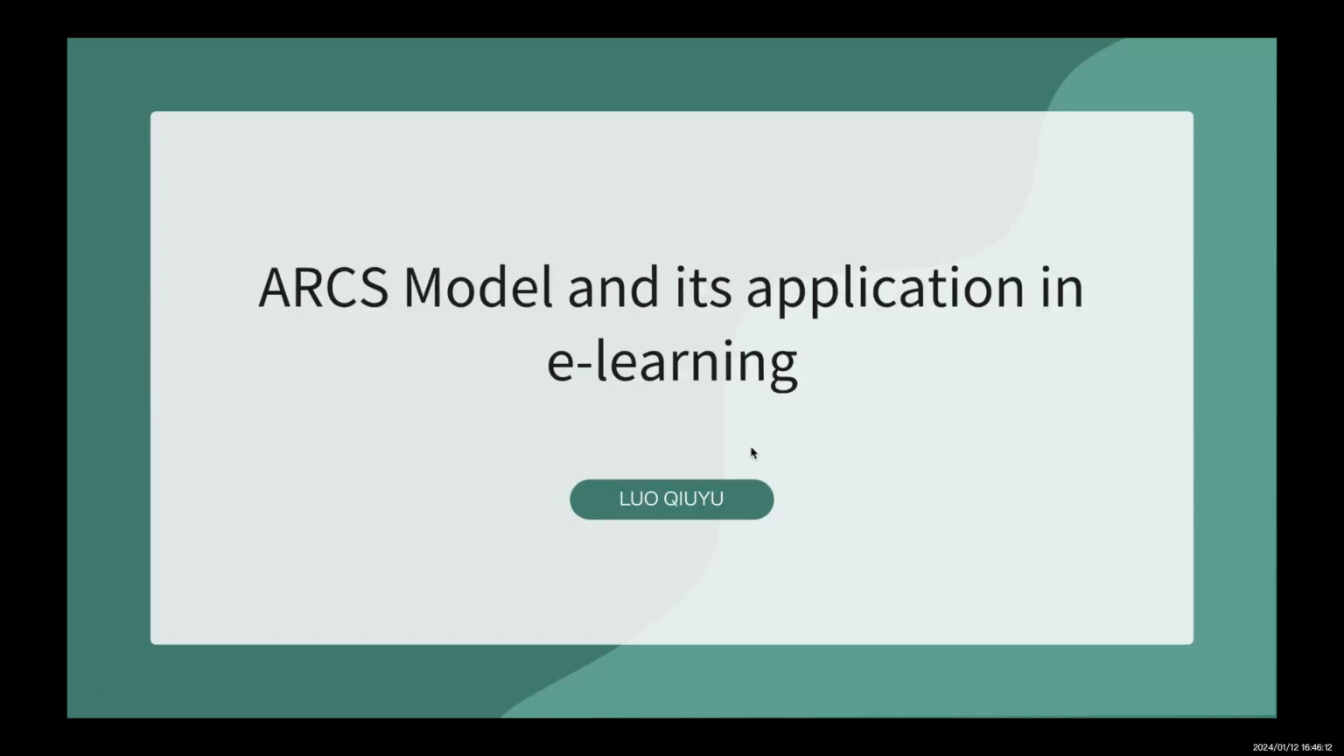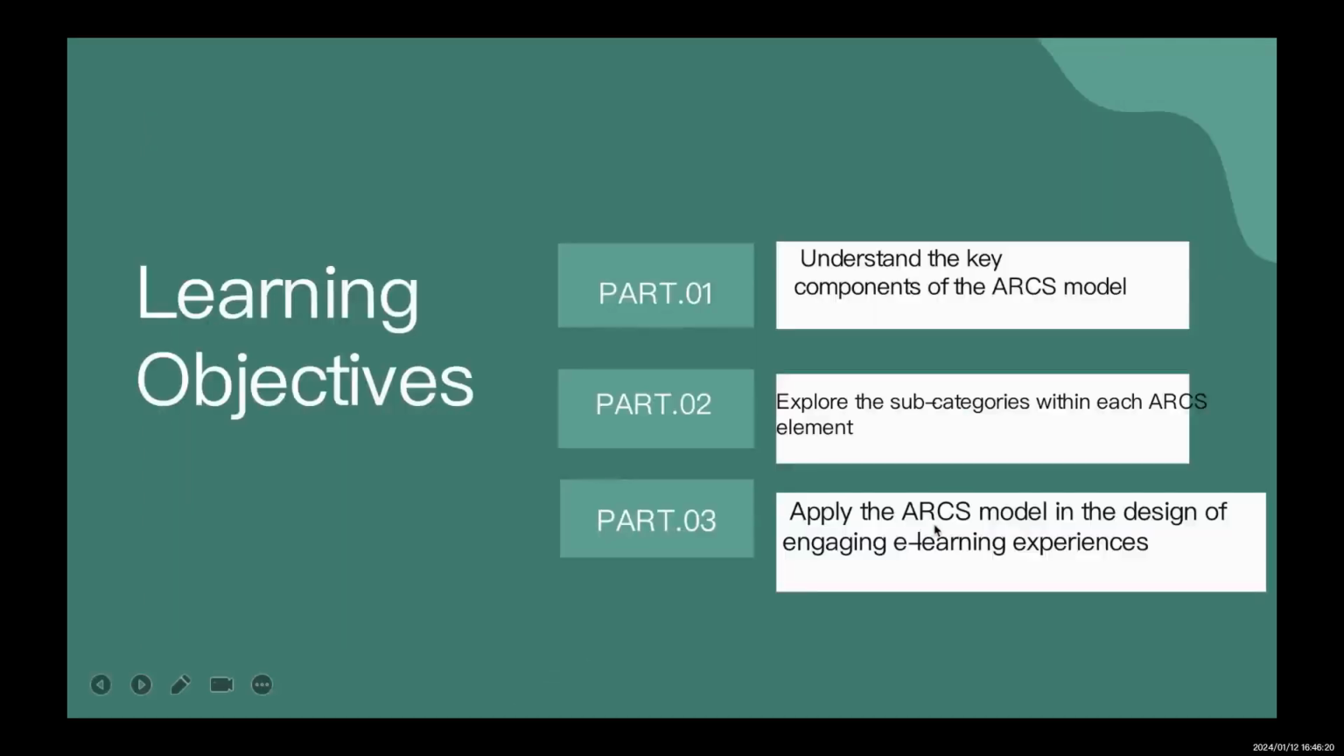This course I will teach the ARCS model and its application in e-learning. Okay, let's go to the first part. We will learn the learning objectives. The first part is you need to understand the key components of the ARCS model. Do you know how many key components this model has? Okay, let's guess. 4, right? Okay, turn to the next part.